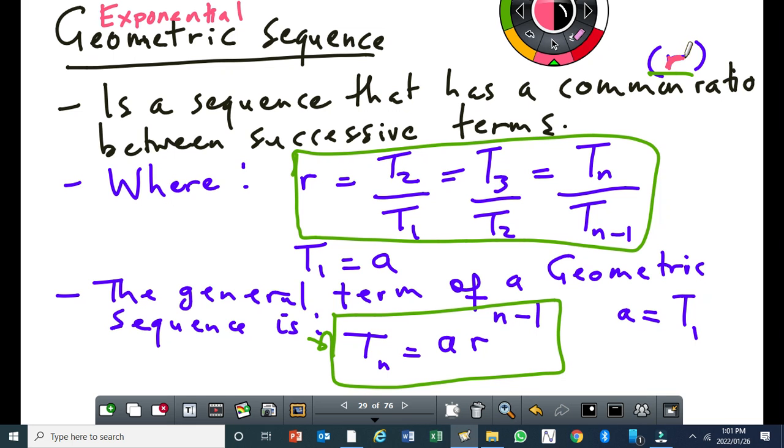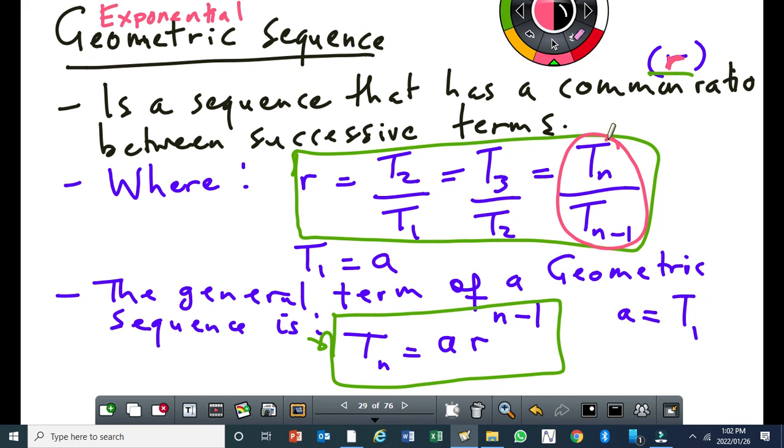The common ratio is always equal to T2 over T1. It's also equal to T3 over T2. Generally, we can write this as Tn over Tn minus 1. By now, I expect you to understand this notation because it's a very common notation in grade 12. So your common ratio can be calculated by dividing the next term by the one before it: T2 over T1, T3 over T2, T4 over T3, T5 over T4, and so on.